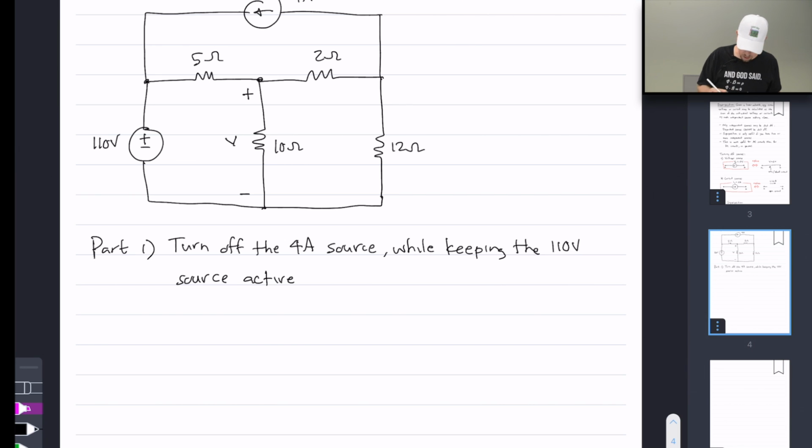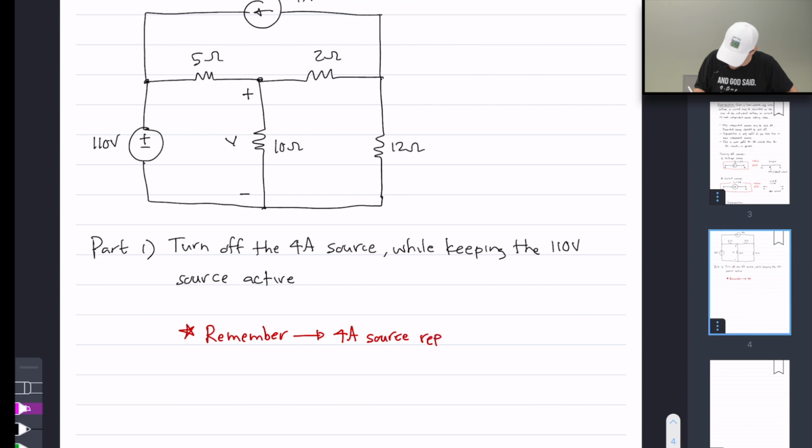Now, one thing that's really important here, and this is something that was covered in the last video, is when you turn off sources, right, you must replace them with their equivalent circuits. Whenever you happen to turn off a current source, that current source is actually replaced with an open circuit, right? So it's really important to remember here that the 4 amp current source is now being replaced by an open circuit.